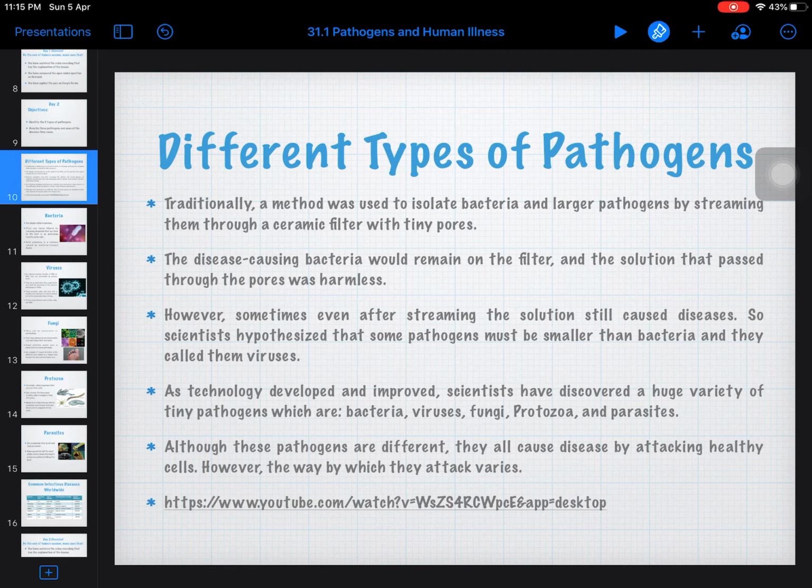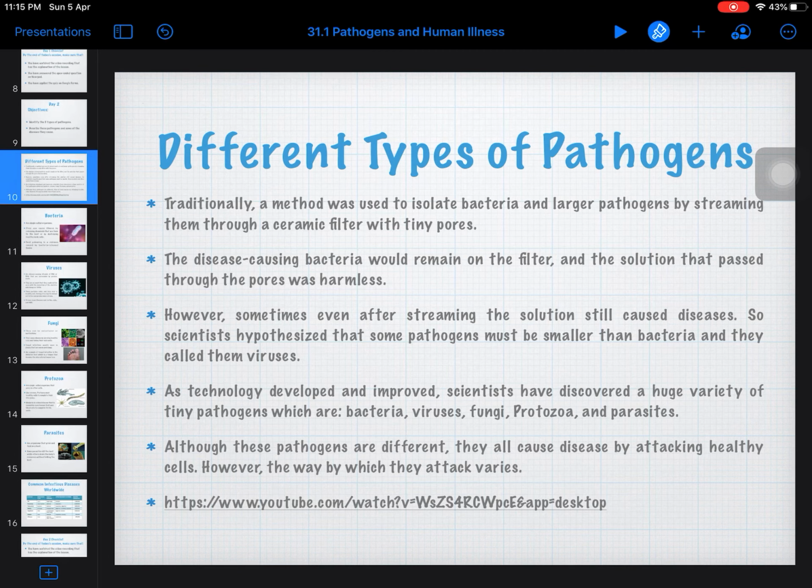Later on, as technology developed and improved, scientists discovered a huge variety of tiny pathogens such as bacteria, viruses, fungi, protozoa, and parasites. Although all these pathogens are different, they all share one thing in common, which is that they cause diseases by attacking healthy cells of the host. The way they attack cells differs, but they all end up attacking those cells. Now we're going to go to notes in order to summarize the information that is in the book about these 5 types of pathogens.